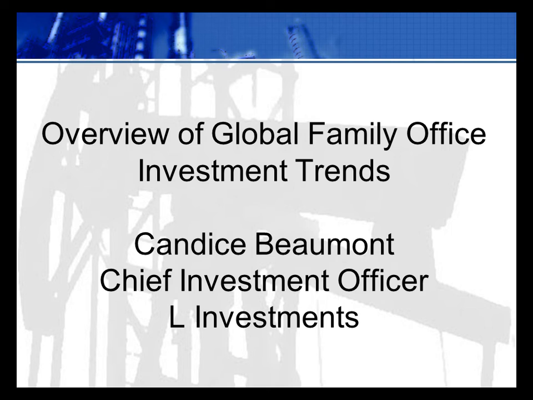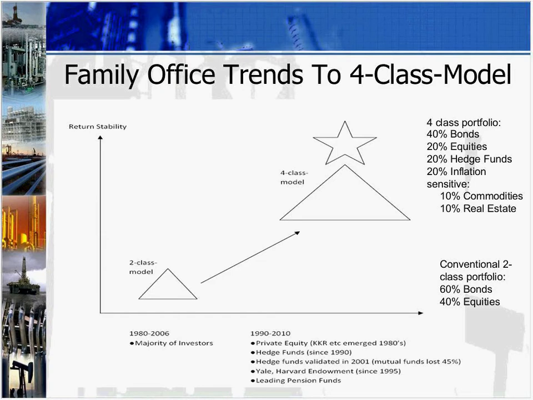So we have a typical full-class model. Say a family office would have 40% bonds, 20% equities, 20% hedge funds, and then 20% inflation-sensitive assets such as commodities and real estate.